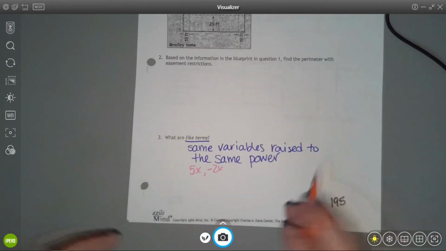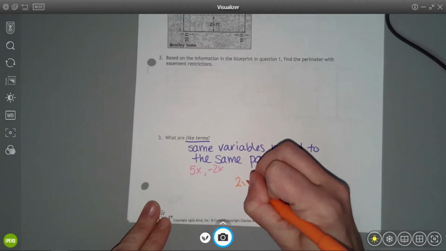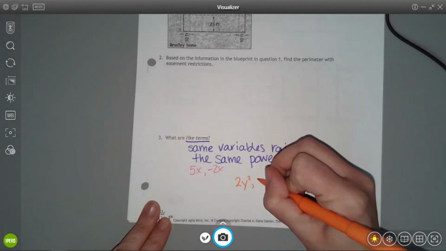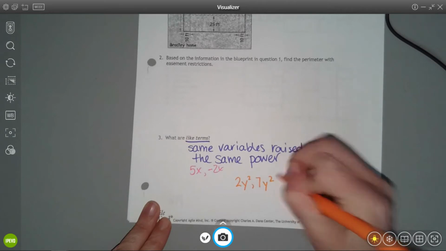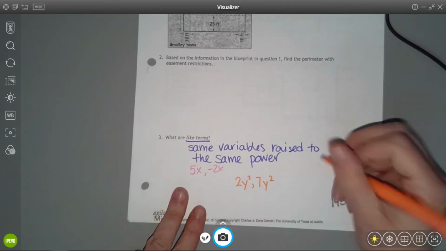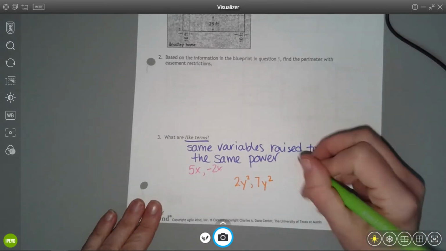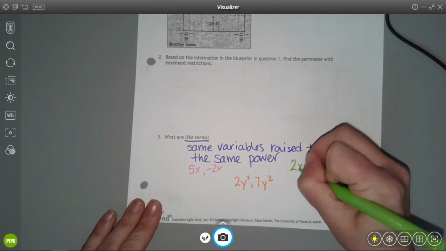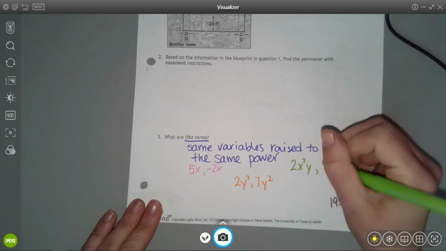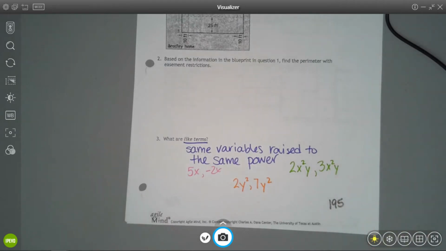This is going to be like 2y squared and 7y squared, because they both have a y squared. And then I'll do one more example of this. One more example could be like 2x squared y and 3x squared y.